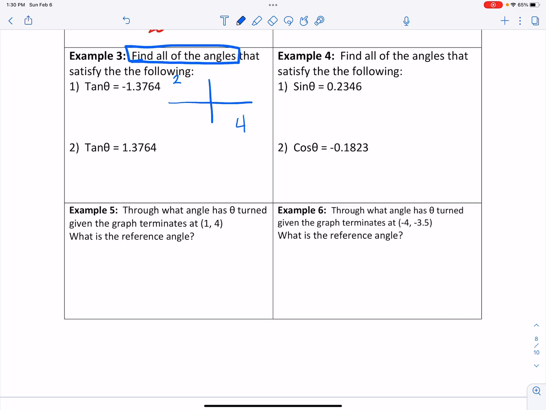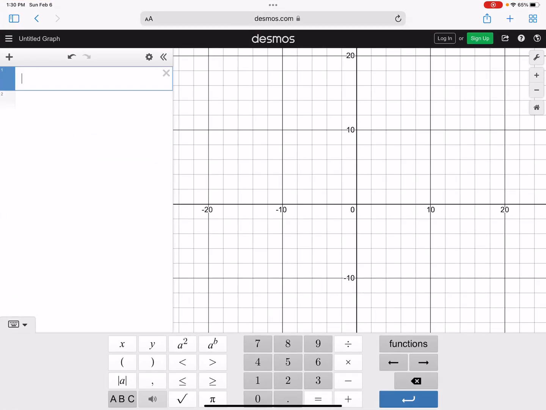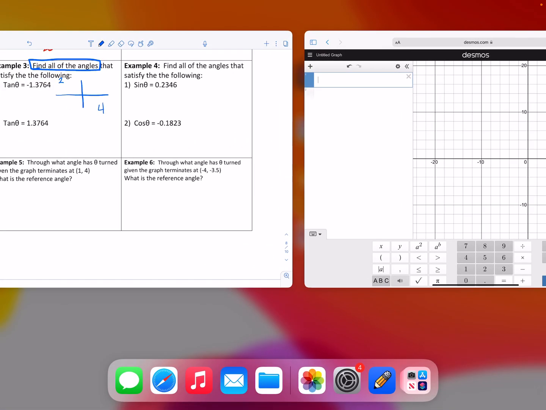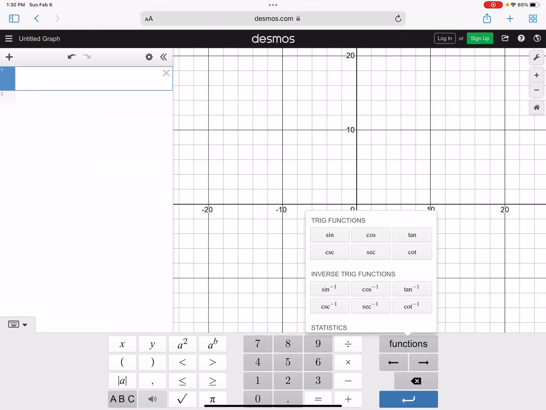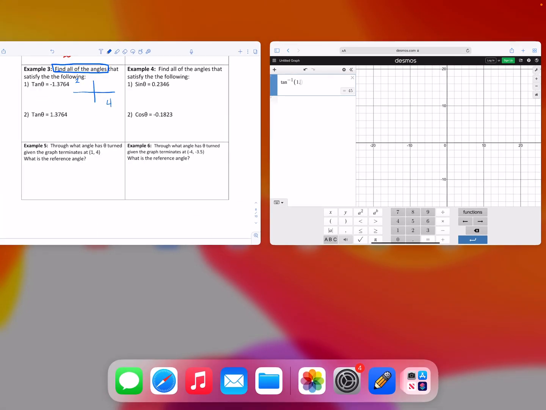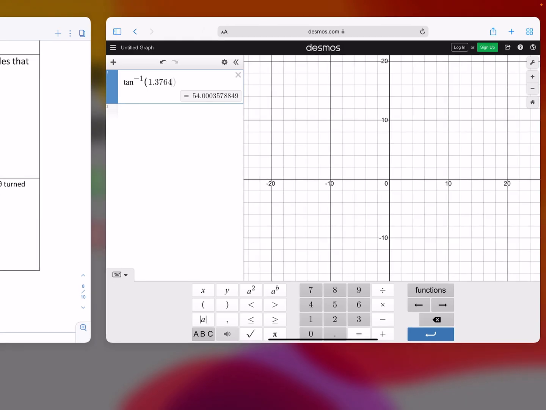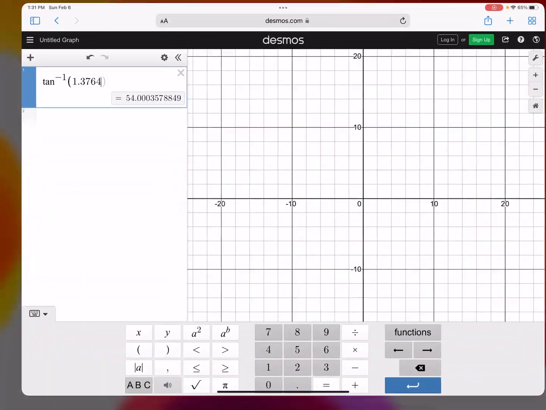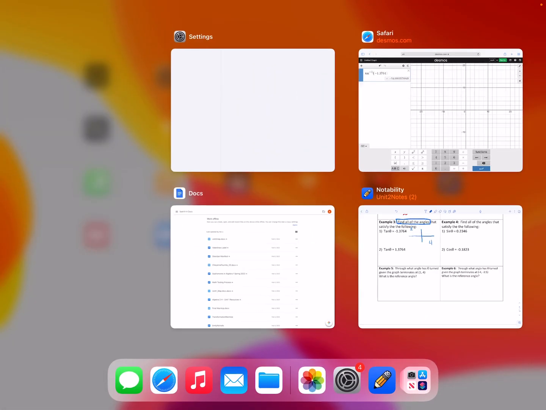Okay, I'm going to get out my calculator so you guys can see this. So I'm going to do the inverse tangent, and I forgot that decimal already, 1.3764. So the inverse tangent, I have to go back, 3764 is 54 degrees. Okay, and it was negative, right? So negative 54 degrees. What that does is it gives me the reference angle.